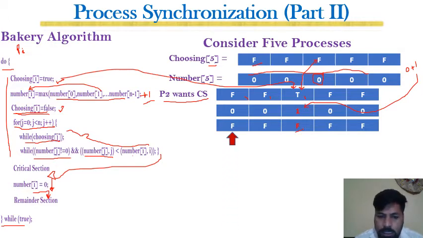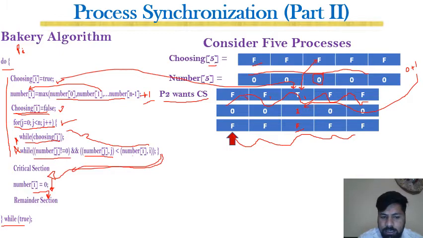Here you can see that the loop will run from here. This is the internal for loop, where j is equal to 0, j less than n, and j plus plus. So the j loop will start from here. It will go this way, this way, this way, and similarly it will also go this way, this way, this way, and it will have to find a condition in which both these conditions become false. And if both of them become false, then it will leave this section and will enter the critical section.